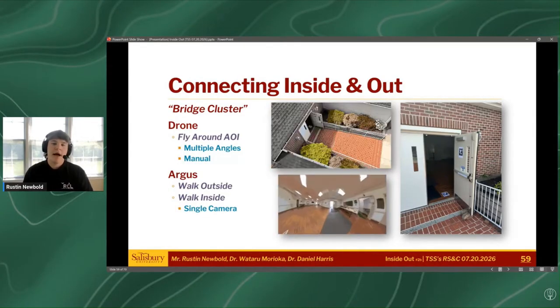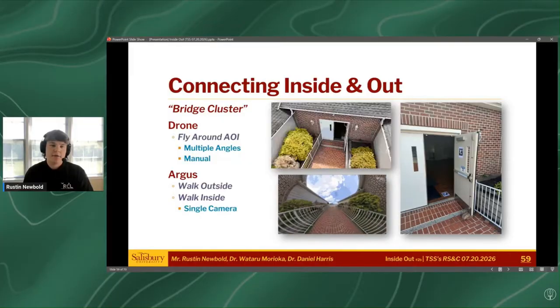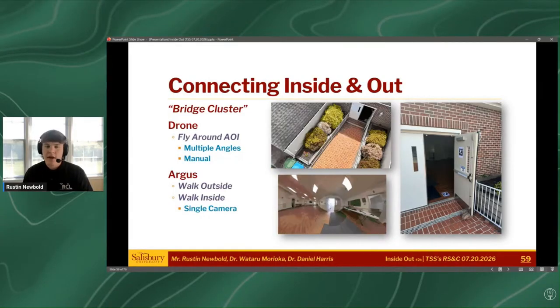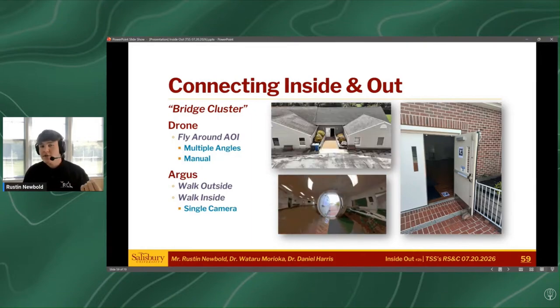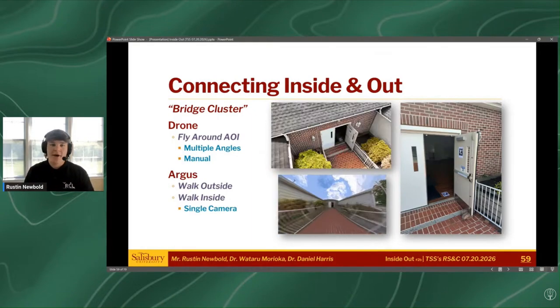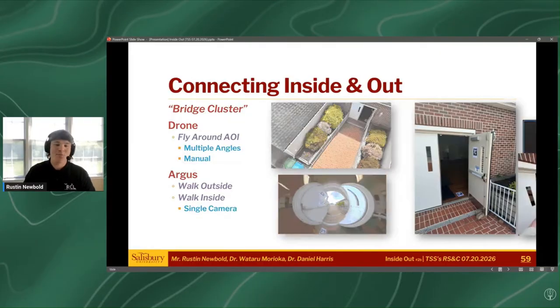With the drone, you're going to fly around that area of interest. You want as many angles as possible. And with the camera rig on the inside, you're going to simply walk out of the building with it and walk back in with it. You can choose to disassemble it and use a single camera, but if you already have the camera rig assembled, the more data, the better.